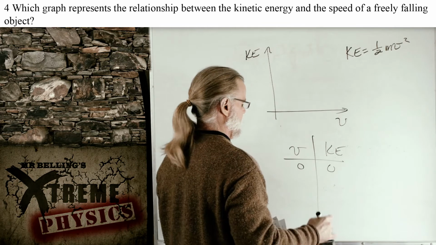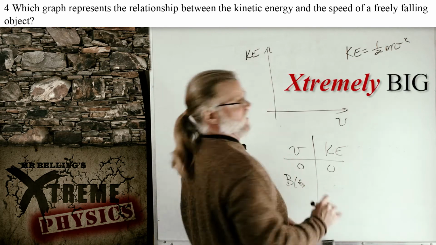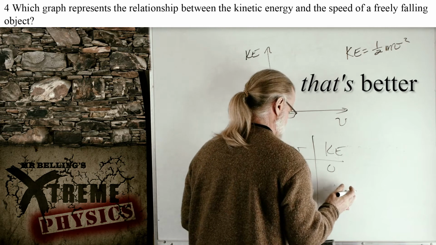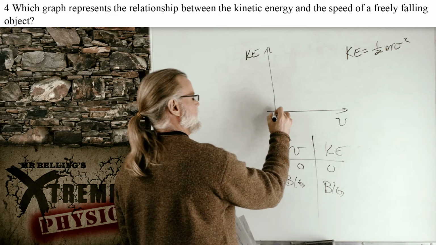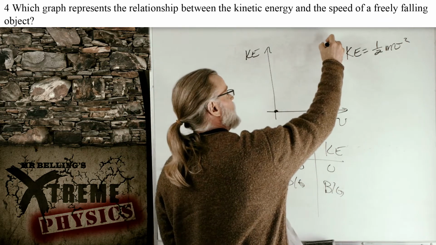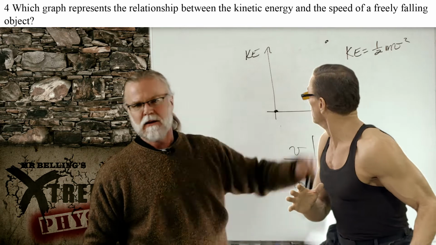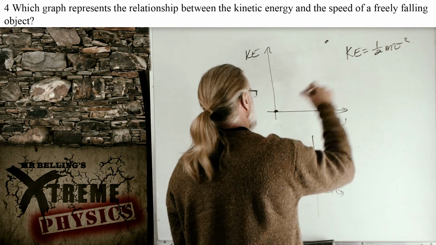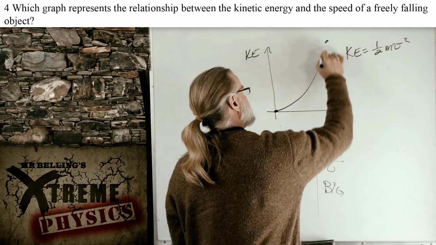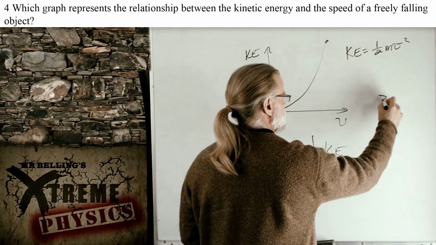When the velocity is extremely big, the kinetic energy is big. All right, 0, 0 is right here. Big, big is right here. Well, that's not linear. We're not linear about that. This is squared. This is a curve. It looks like that. That was choice 3 in this.